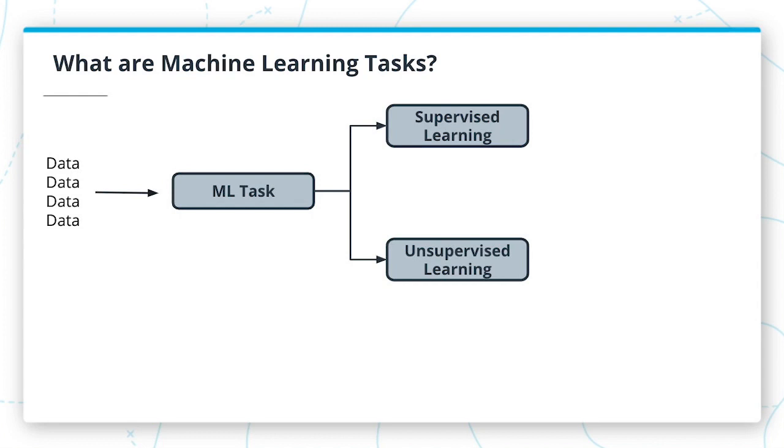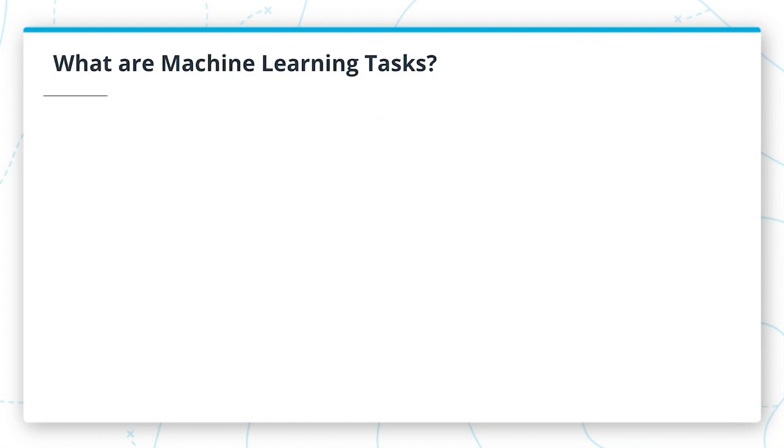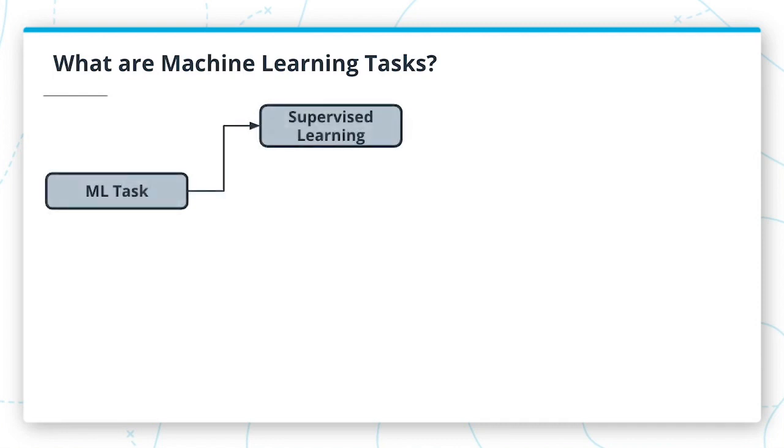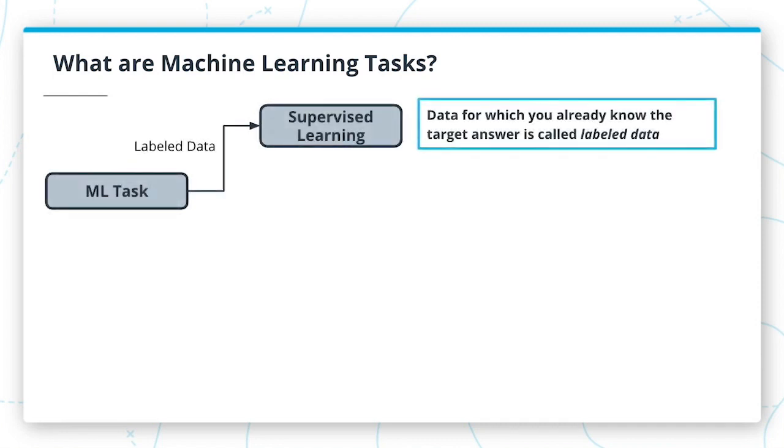One way to break down these machine learning tasks is based on the type of data you need to train your model. Most data can be described as either labeled or unlabeled data. So what is the difference? Let's talk about supervised learning first. We use the term labeled data to refer to data that already contains the solution, called labels.